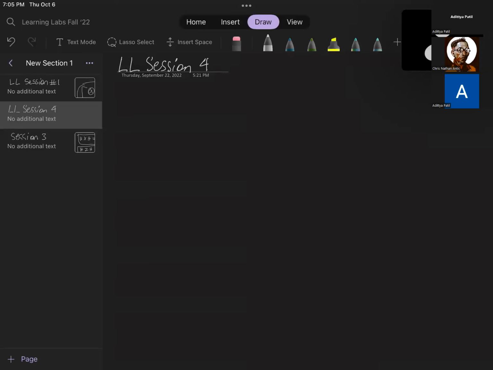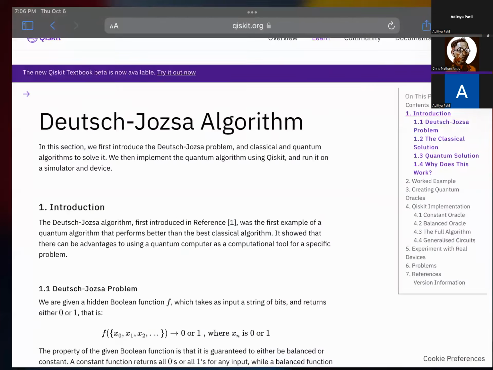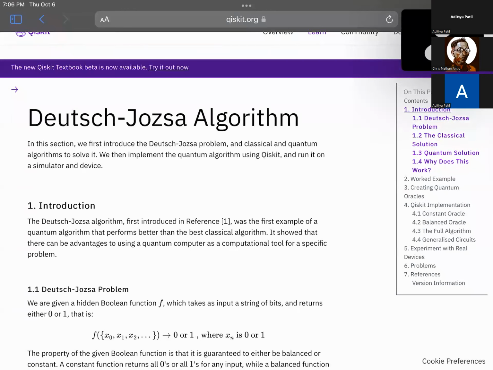Today, we're going to be going over what's known as the Deutsch-Jozsa algorithm. This is a Boolean input and output function, and we'll go through some of the specifics of it today. So let's start. Once again, we're going to be referring to the Qiskit textbook because it is a very good resource for several different topics in quantum computing, and we'll be doing a walkthrough of most of the section today.